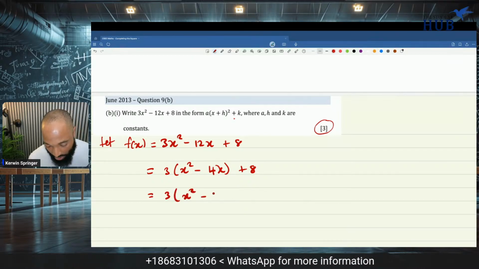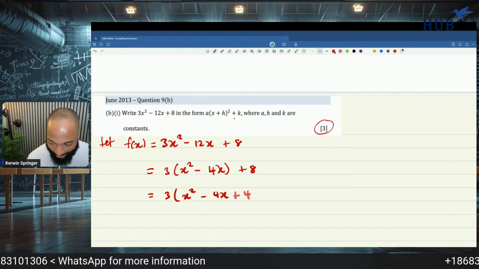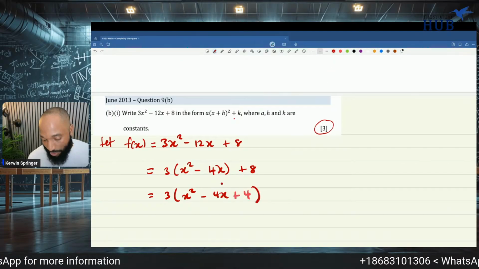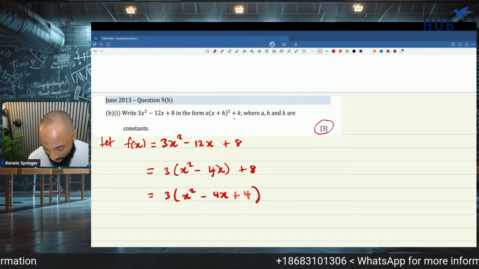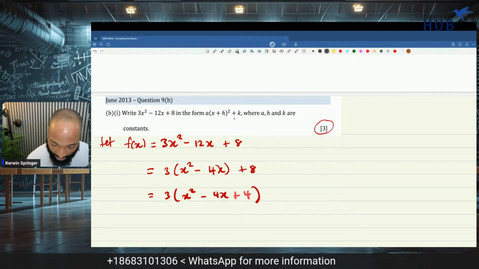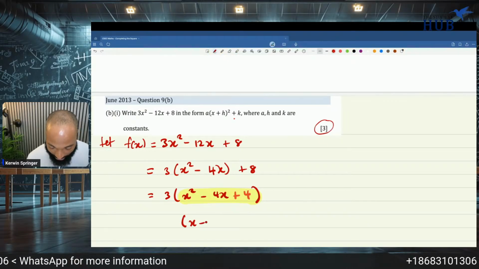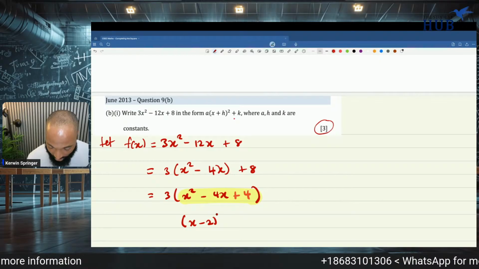So x squared, that's the number you want to insert. Let me put it in orange. Plus 4. I inserted that number there, and I found that number by finding half of this squared. Now by doing that, I have created a perfect square. This perfect square can now be factorized to x minus 2, which is half of this, to be squared.